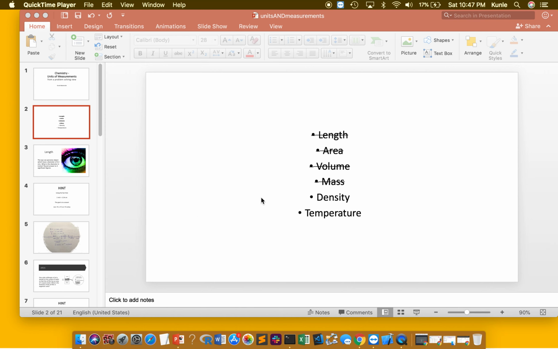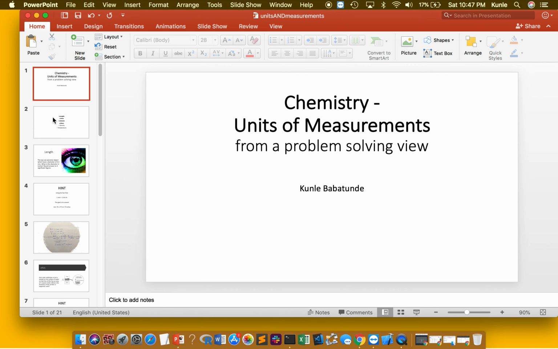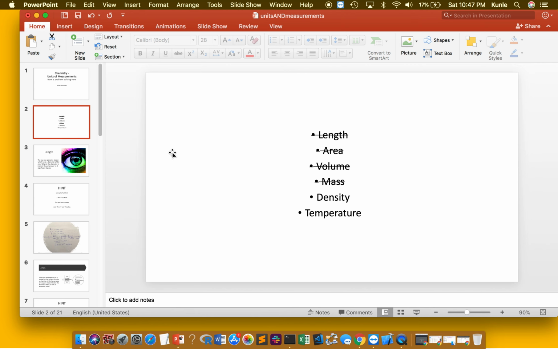Okay, so on the third video, which is this video by the way, we're going to talk about density and temperature. The first video we spoke about length and area, and on the second one we spoke about volume and mass. In this one we're going to talk about density and temperature.